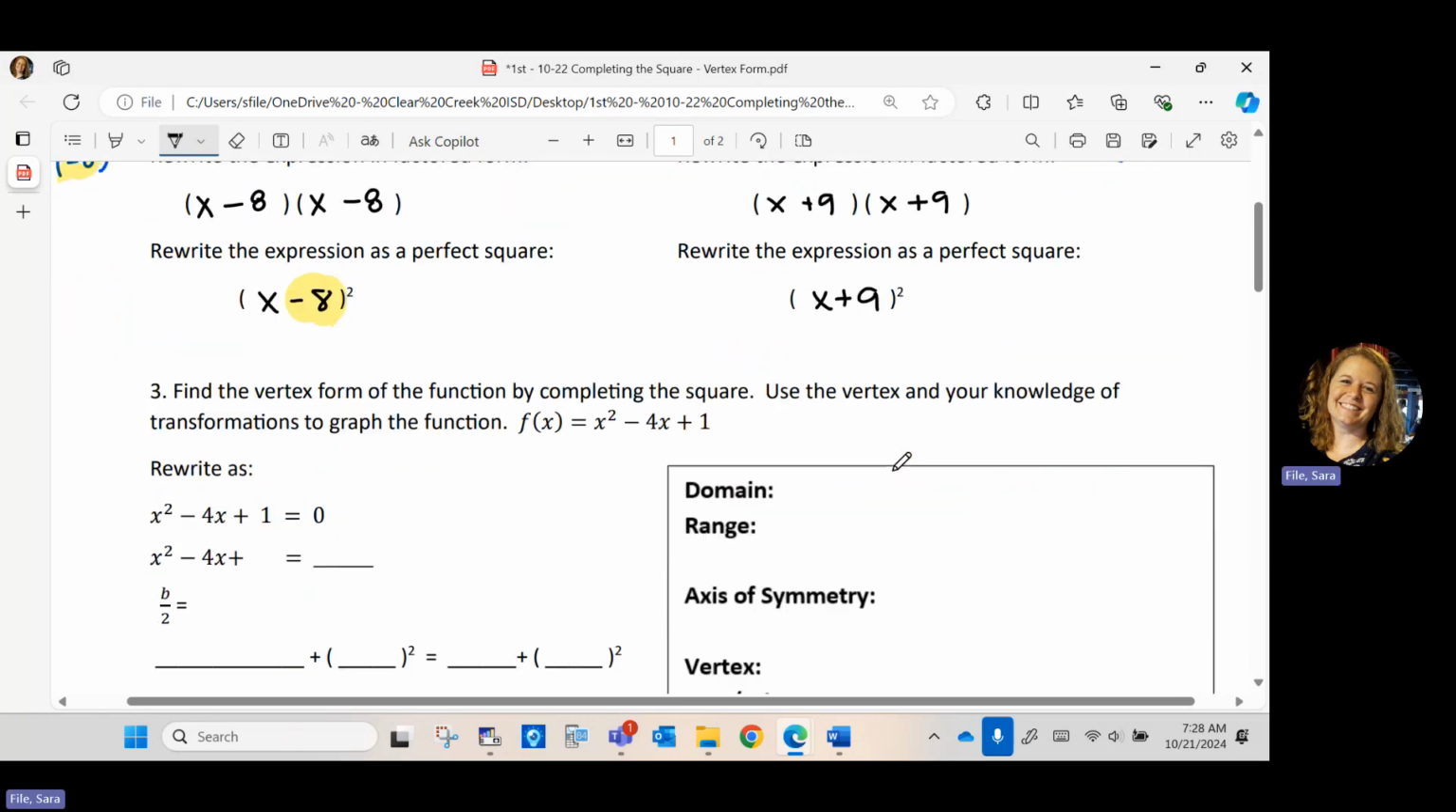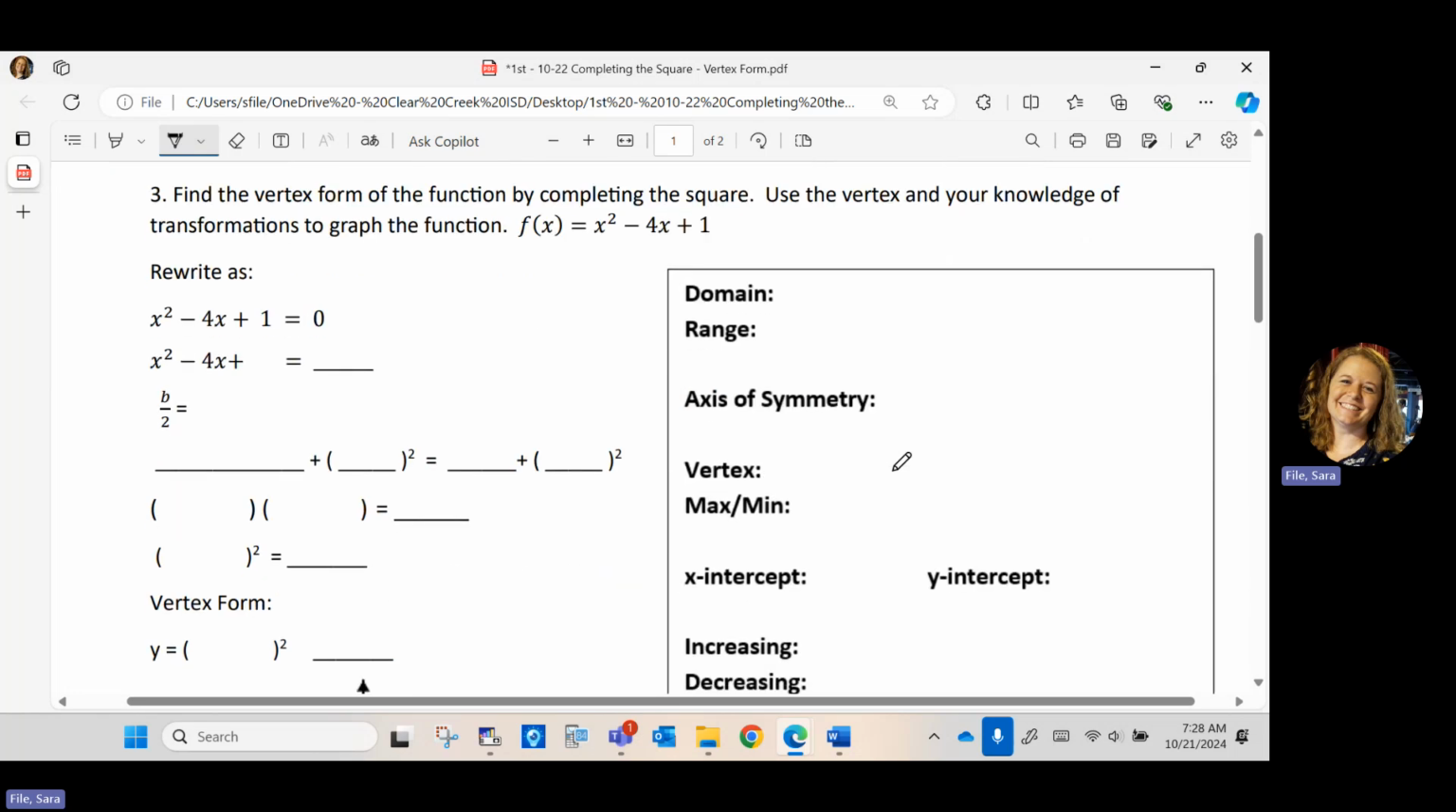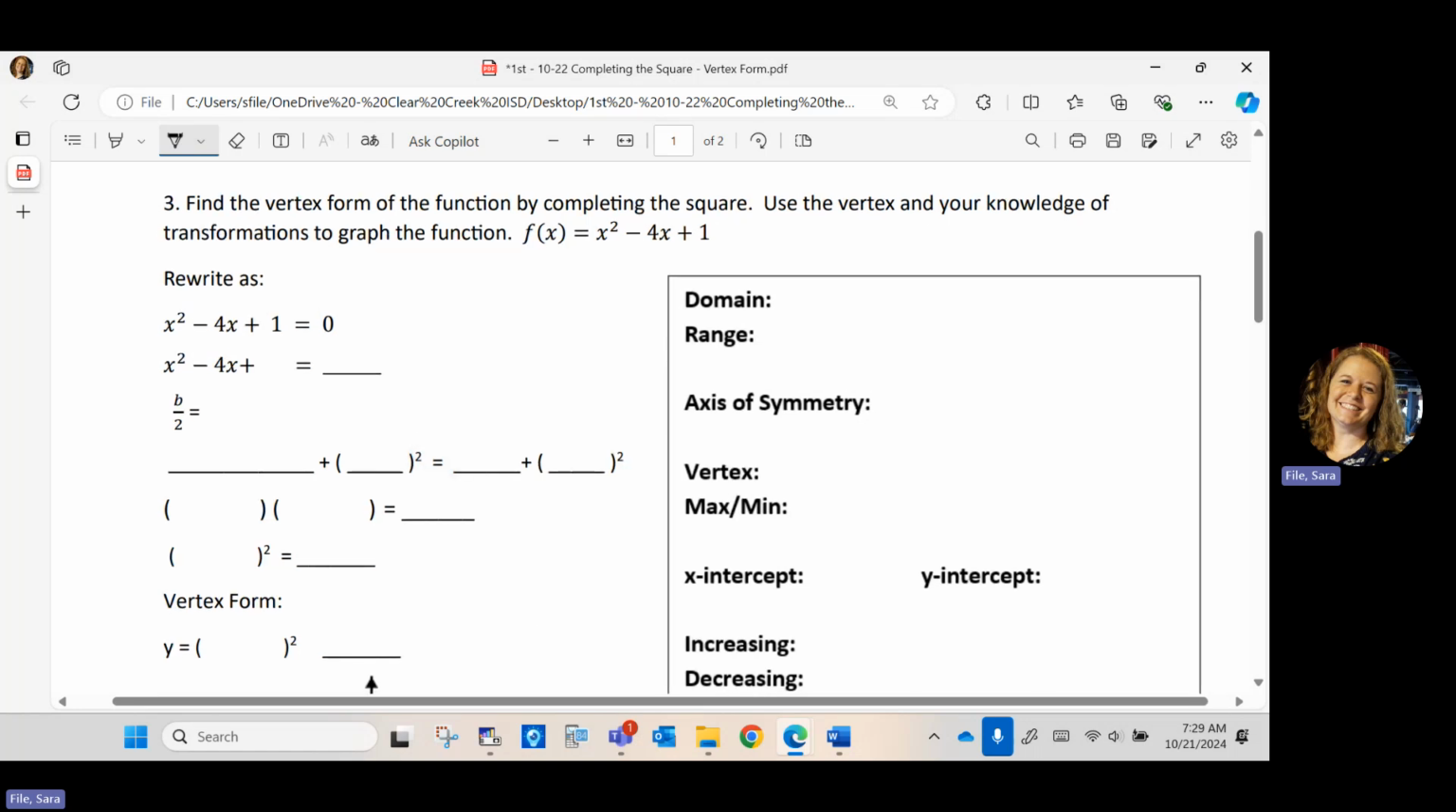Okay, so let's try this in number 3. Okay, we're given a function of a quadratic in standard form, ax squared plus bx plus c. We want to rewrite it. So we change f of x, instead of equals f of x, we have it equal to 0. Okay, now what does that become? That plus 1 gets subtracted, so it becomes negative 1 over here. Okay, so we move the constant to the other side.